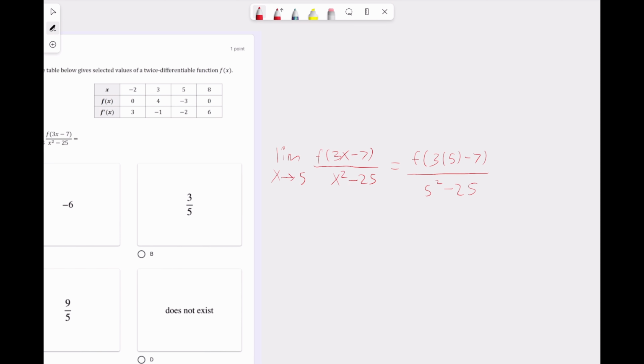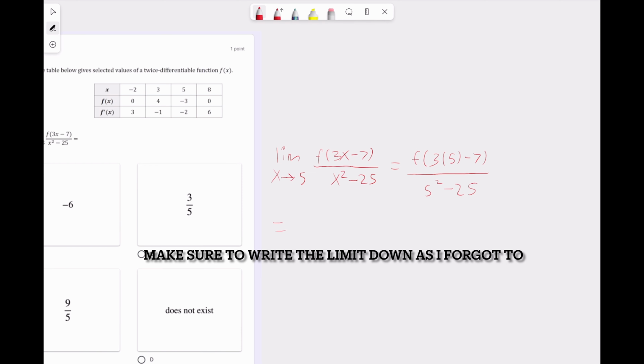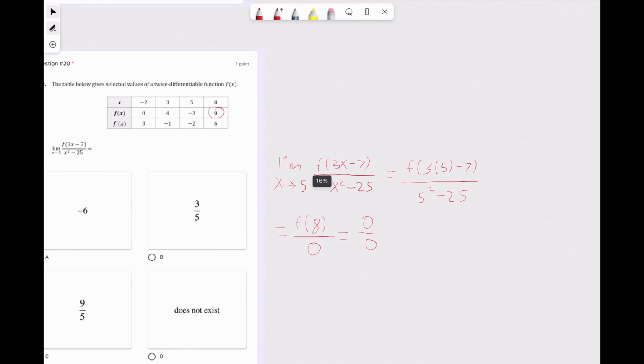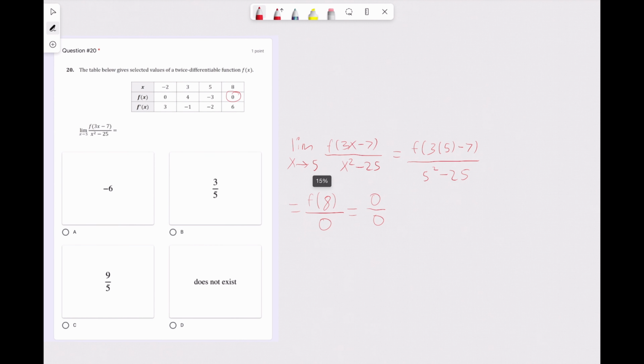And so I'm going to go down here. So 3 times 5 is 15. 15 minus 7 is 8. So I have f of 8 over 5 squared minus 25, which is 0. And then f of 8, if I go up here, is 0. So I have 0 over 0, and that's not good. So the next step is maybe we can use L'Hopital's rule.